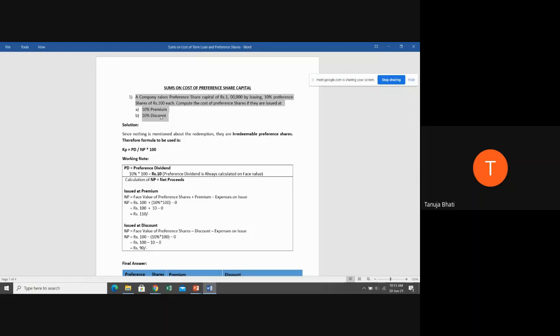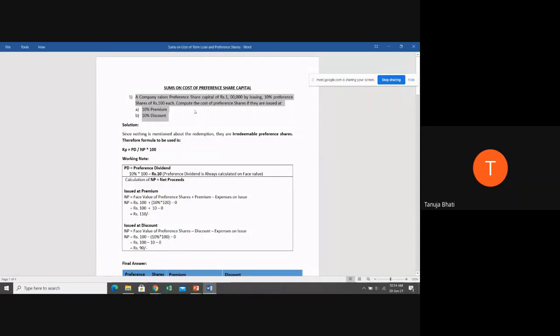Now, can anyone tell me, from the question, what is the face value of these preference shares? 1 lakh. Yes, 1 lakh is the entire money that is being issued. But per preference share, the face value is going to be 100 rupees.